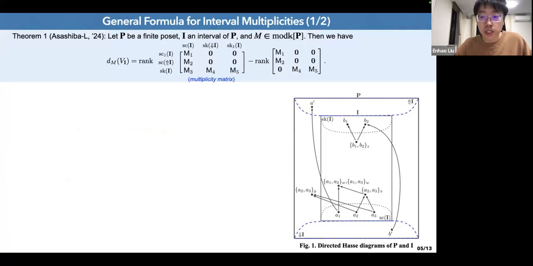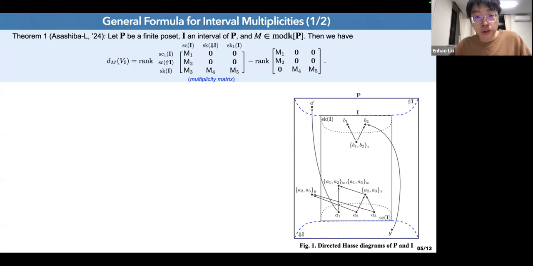All right, so now I think I can introduce our first main theorem. First, we give a general formula for computing the interval multiplicities over any finite poset, also using the structured linear maps of the given persistent module M. As you can see in the formula, the interval multiplicity of Vi can be computed by this difference of two ranks of some big matrix. I will explain this big matrix later.